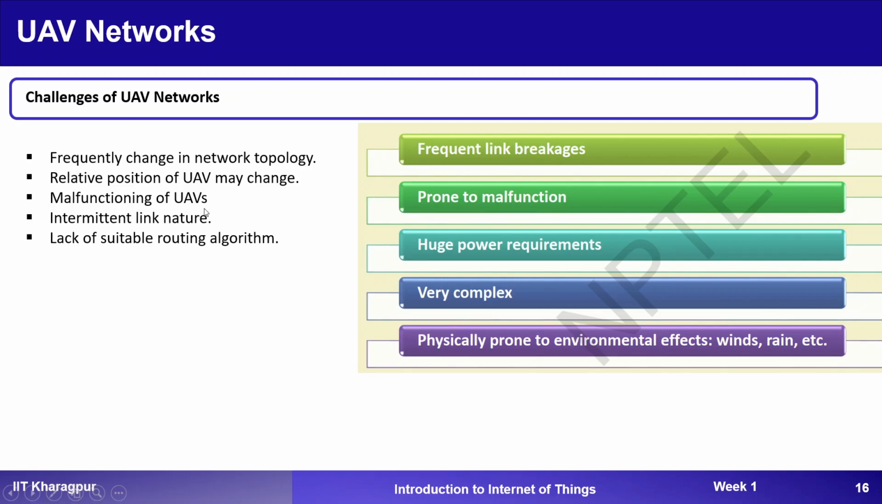Then malfunctioning of your UAV devices, then intermittent link nature is one of the problems. And the last problem is lack of suitable routing algorithm. Further, there are frequent link breakages due to the mobile nature of your UAV devices. These are prone to malfunction. Further, it requires huge power for UAV network. The UAV network is very complex, as a suitable routing algorithm is not available for UAV. And also the topology is changing with time. So our network is complex. Further, it is prone to environment effects also, that is wind, rain, and maybe temperature also.